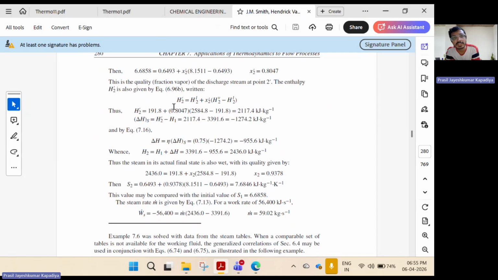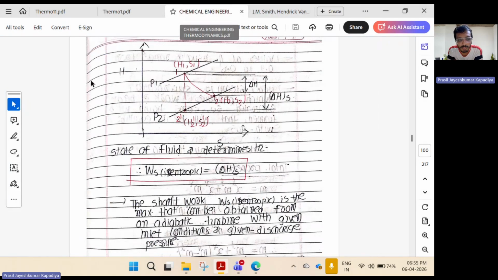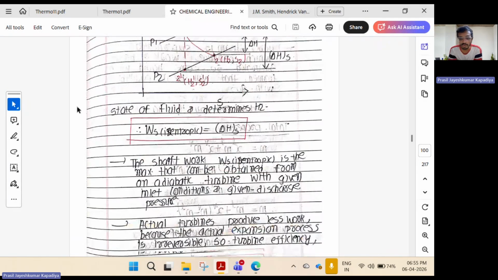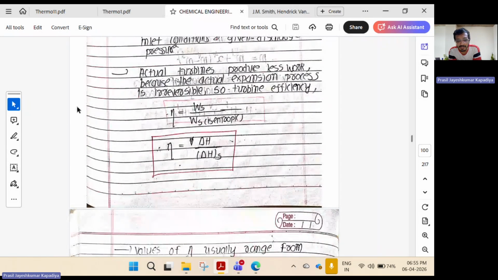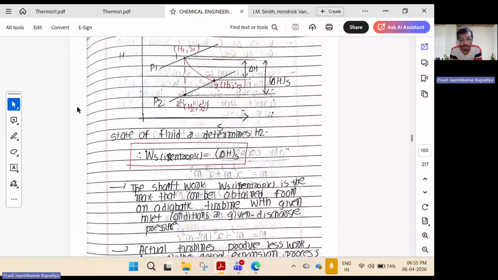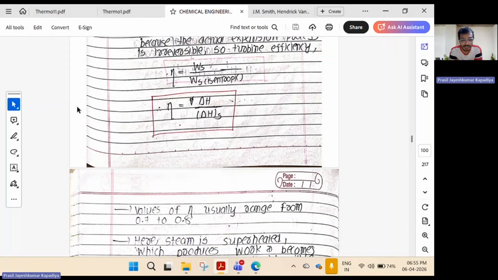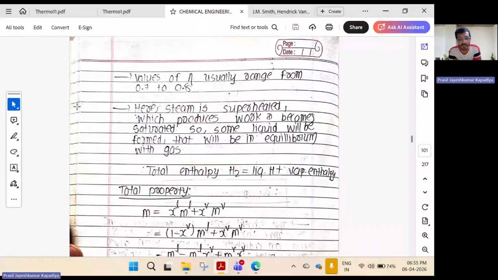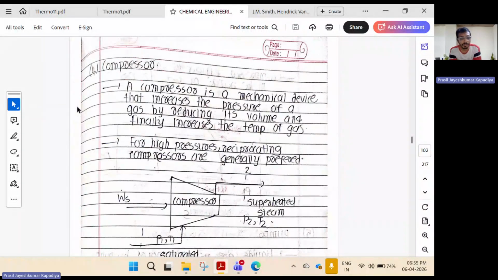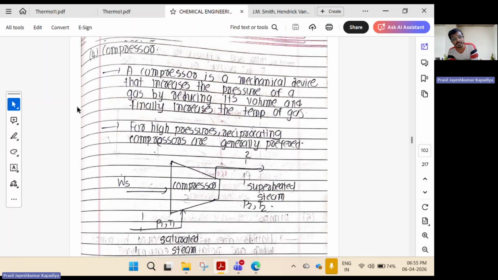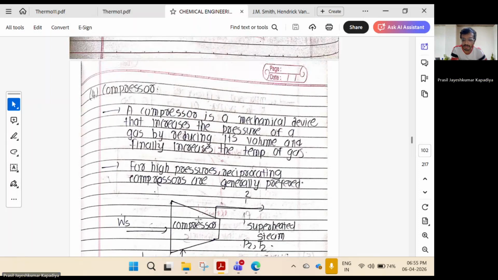Okay, so I hope this is clear. This is a very nice type of problem. It can be in your GATE exam, where they give you all the data and you just have to find the final enthalpy or final entropy. Okay, so this is all about the turbine. Now there is something reverse to the turbine, that is the compressor.